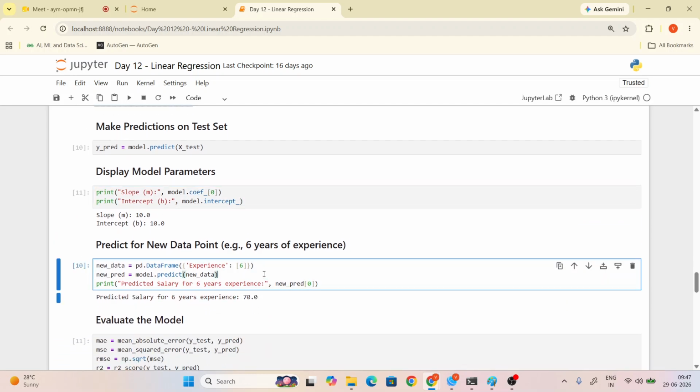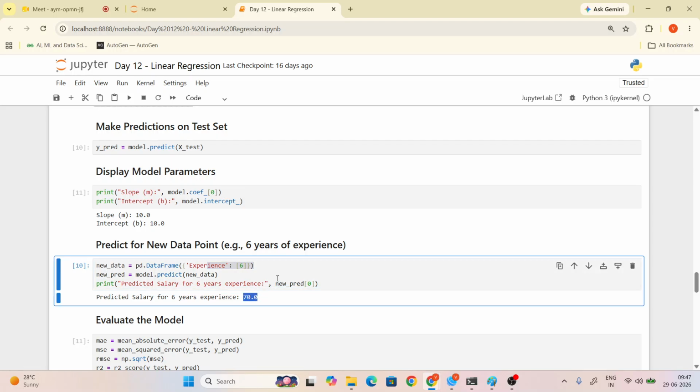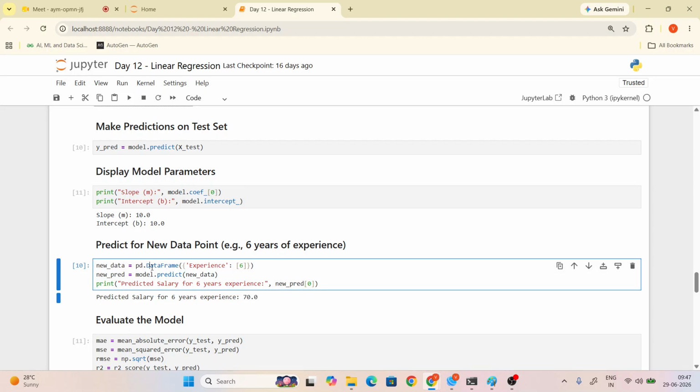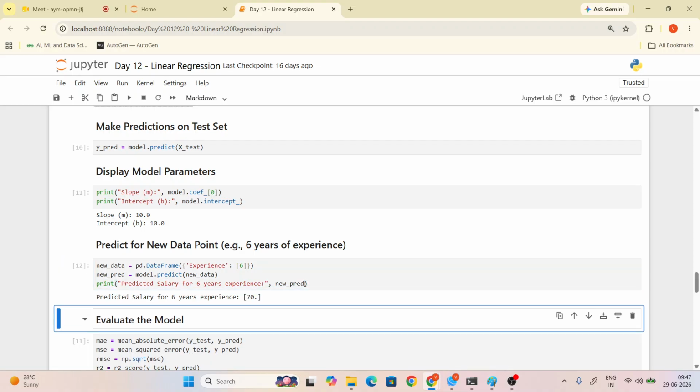Okay, let me move on to another one. Here we are finding for experience 6. If you have 6 years of experience, what's your salary? It is 70,000. You're giving it as a data frame and predicting the new data. So the new prediction is 70,000. Guys, why I'm giving the zeroth index: if I don't give this zeroth index, it returns an array. So only then am I giving the zeroth index. Have you got my point?